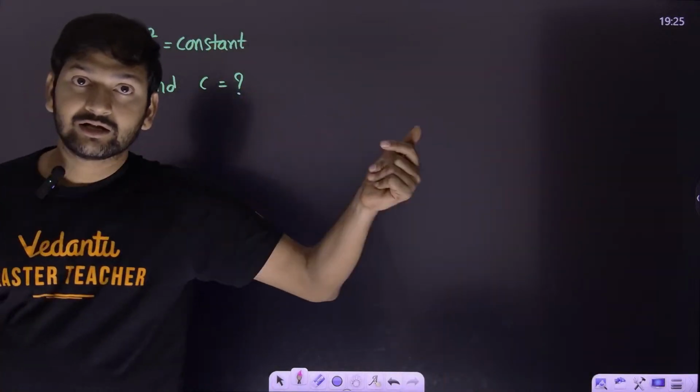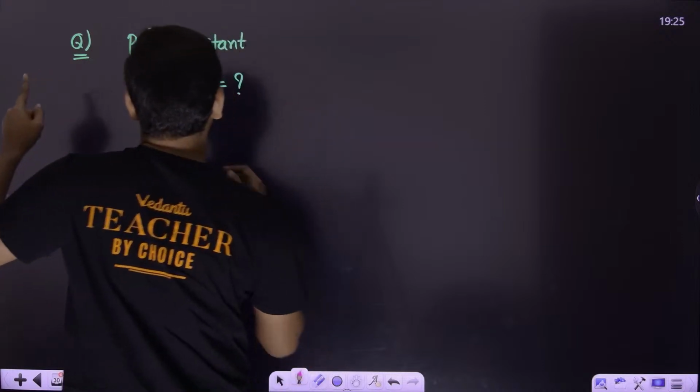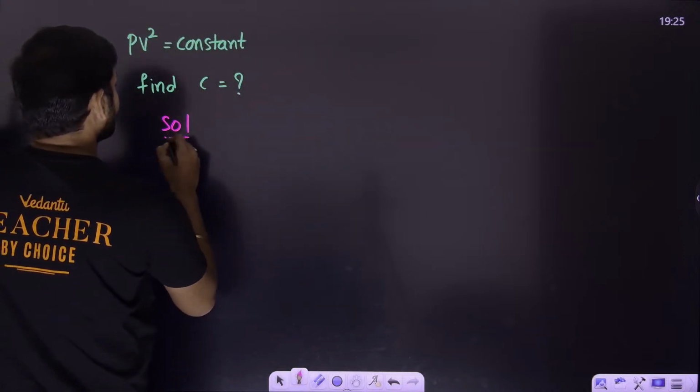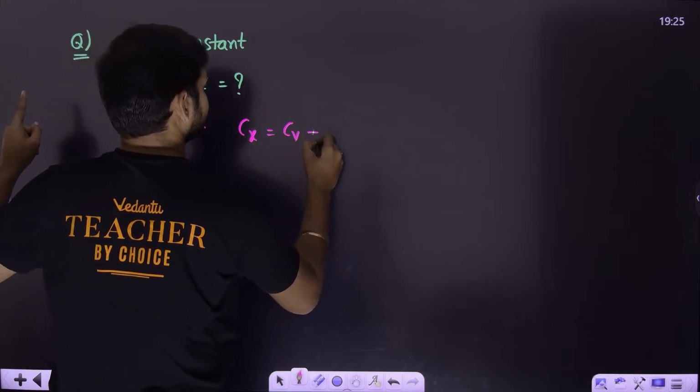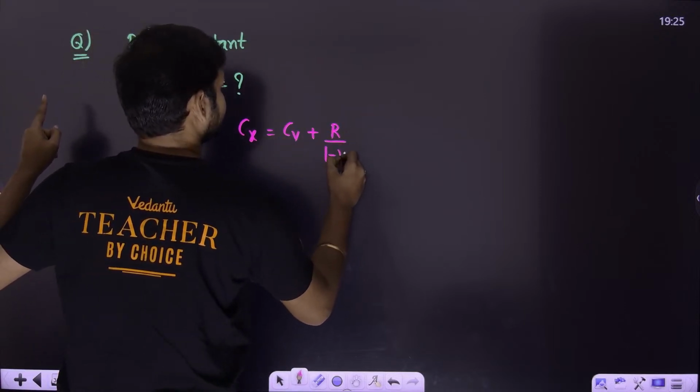Look, in all these processes, we have to use this formula: C equals Cv plus R by 1 minus x.